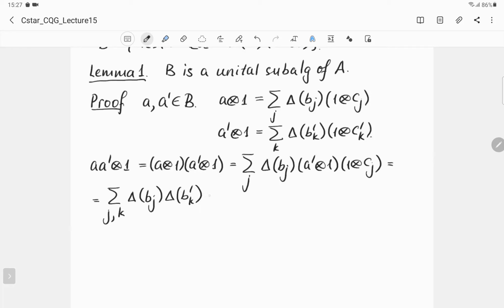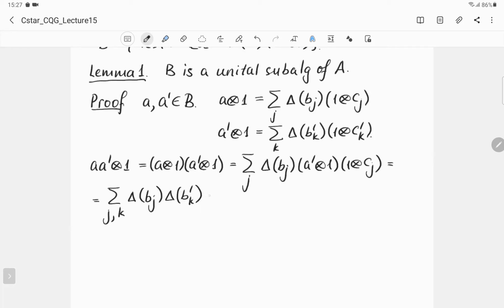So let's look now at the following element: the sum over j, of the sum over k, of delta of Uik multiplied by 1 tensor Vkj. Clearly, this element sits in our subspace. But on the other hand, we can write this element as follows.